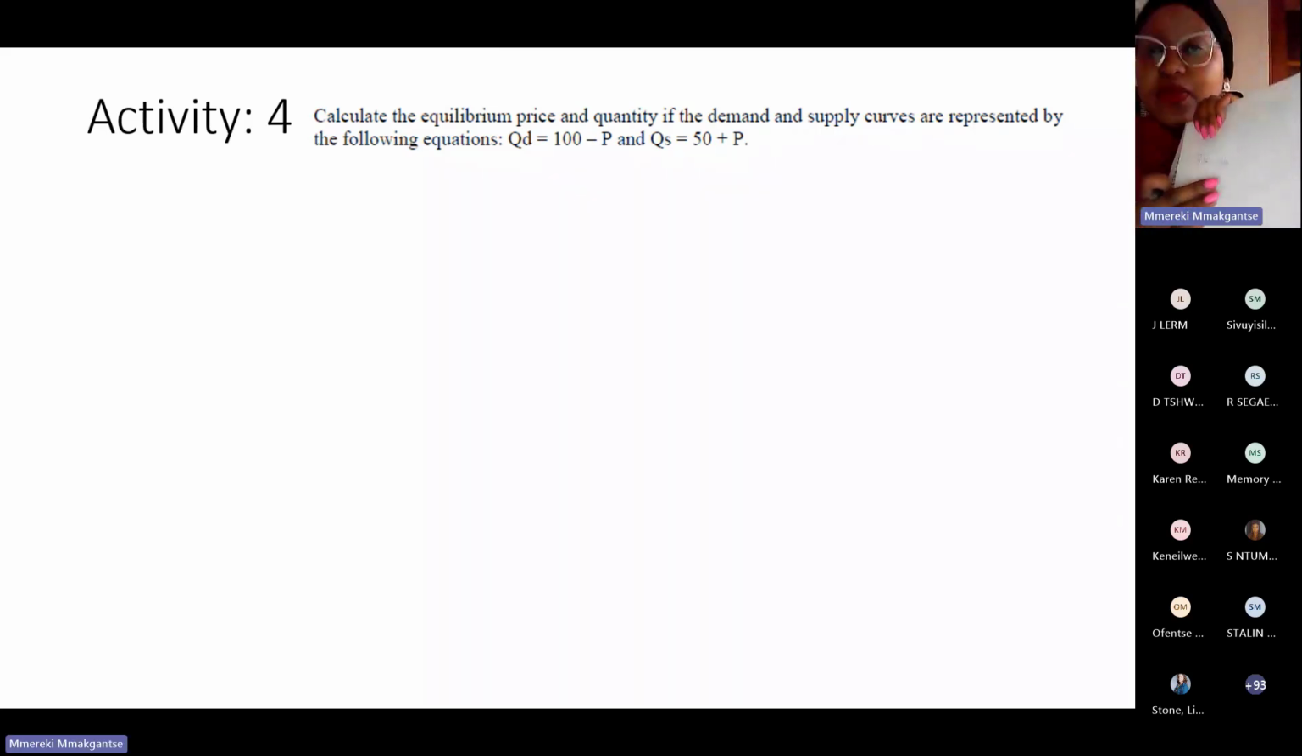Okay, what is your P? Are you able to get your P, my lovely students? Okay, most people got 25. You're correct, 25. So our QD is 100 minus P, and this one, QS, is 50 plus P.